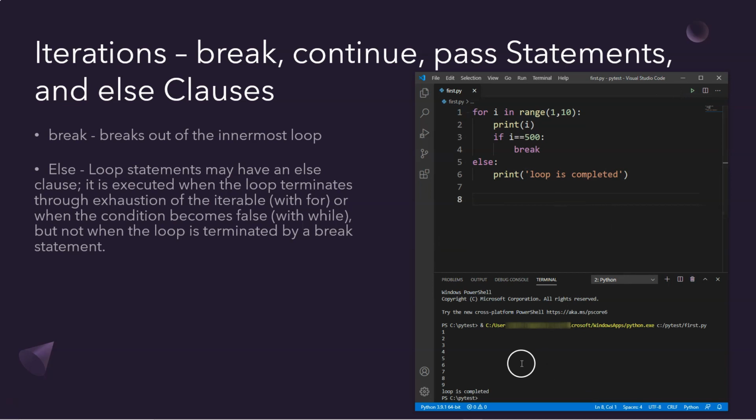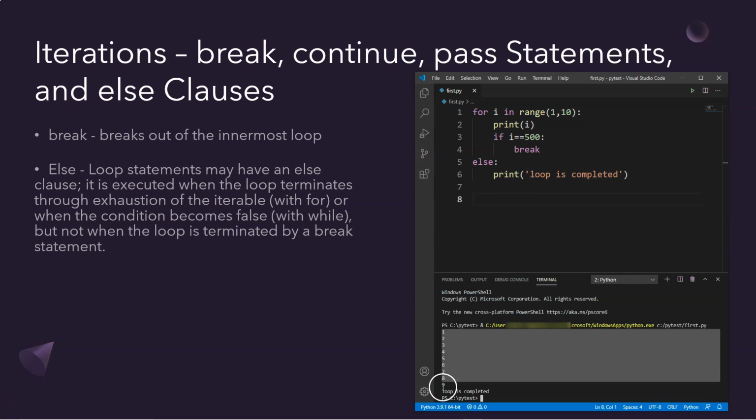Let's see that. So it printed from 1 to 9. That's a range; it does not take the last element. And after that, it printed else. So this is what the else statement is. So next one is continue.